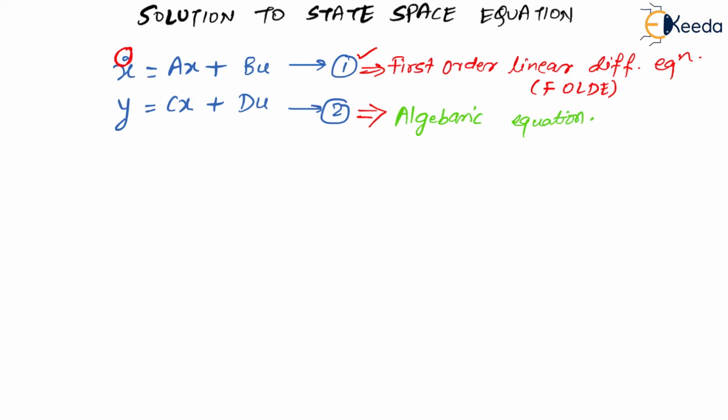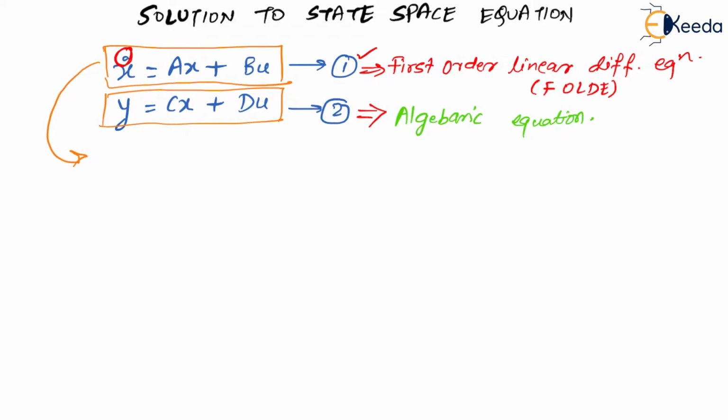Now you please focus here. The main problem is that it is very easy to solve this algebraic equation, there is no problem. Yes, we can do that. But in order to solve this first equation, x dot equal to Ax plus Bu, which is also a FOLDE, a first order linear differential equation, it is very painful. Now, the moment it is very painful, let us firstly focus on this equation. Let us try to find the solution of this equation.